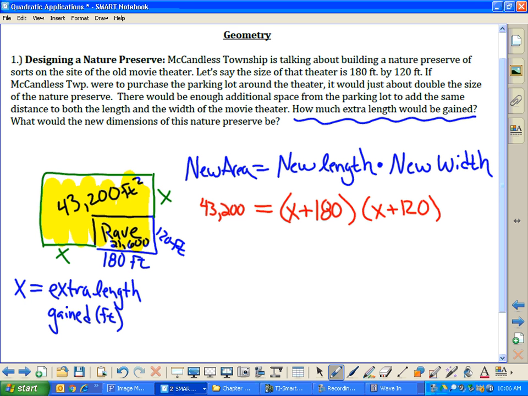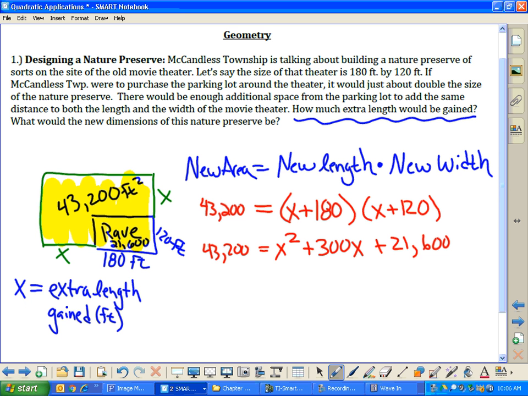I'm thinking most of you at this point would probably FOIL the right side, so I'll do that. So 120x and 180x, that's 300x. And then 120 times 180 from earlier in the lesson is 21,600 square feet. So this might have been like a question on your last test, you know? We would probably go ahead and take a second to try to solve this. You could solve it by completing the square, the quadratic formula, factoring. We have lots of different ways that we could try to go ahead and solve this problem.